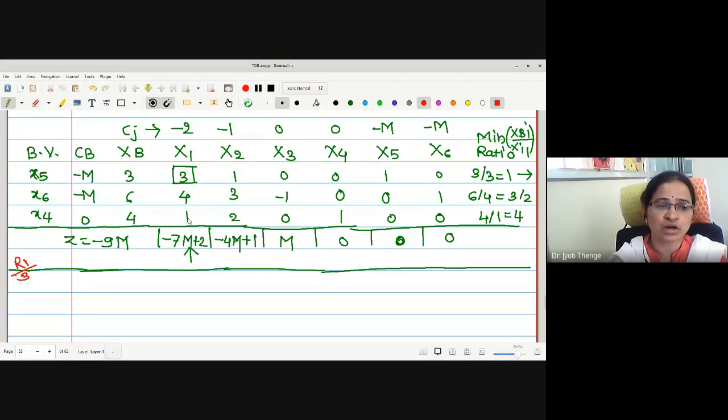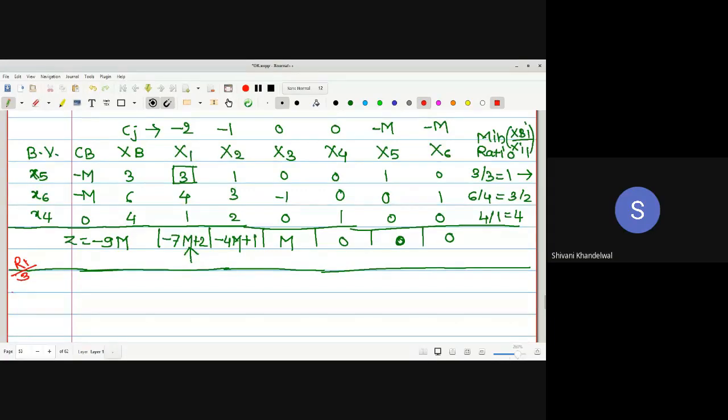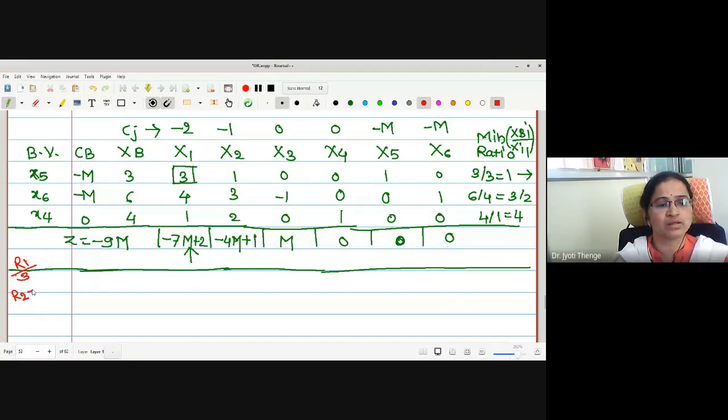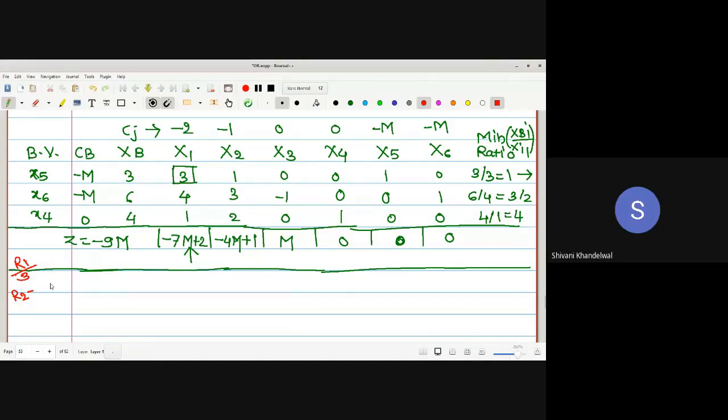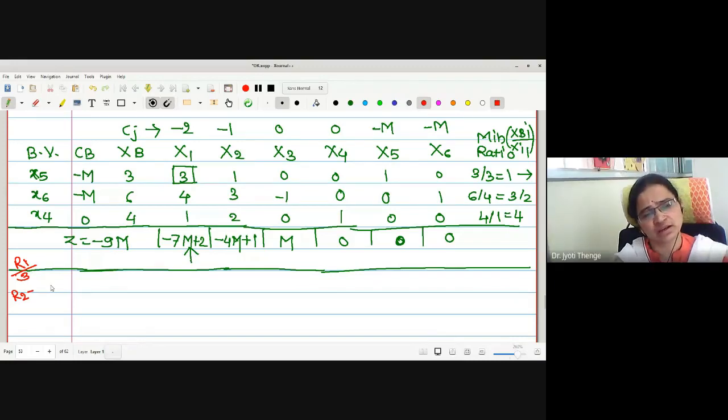Means you cannot use the third row for making this 4 into 0. You have to use the first row only to convert this 4 to 0. Yes, tell me the row operation converting 4 to 0. R2 minus 3 R1 by 3.